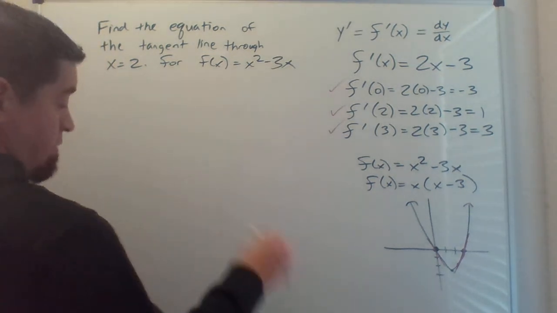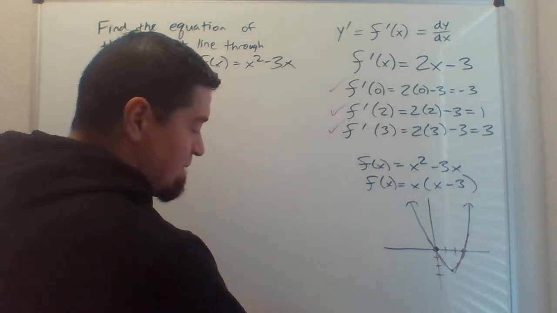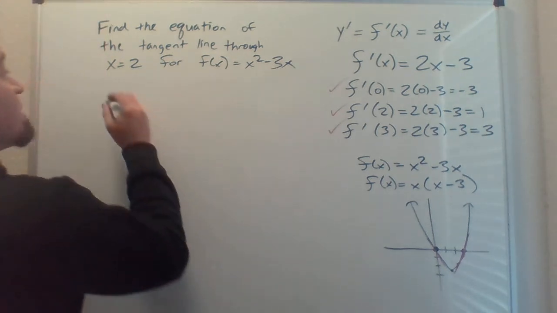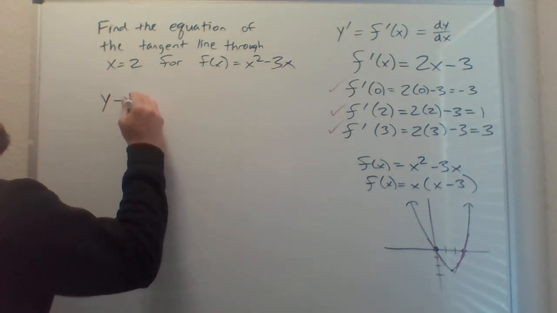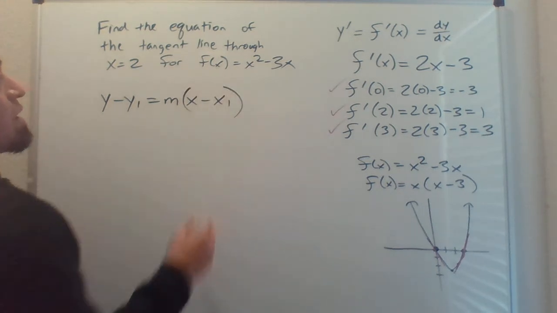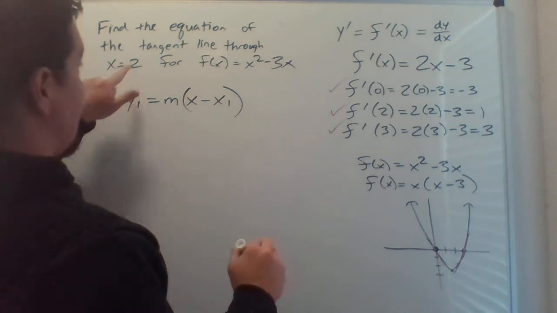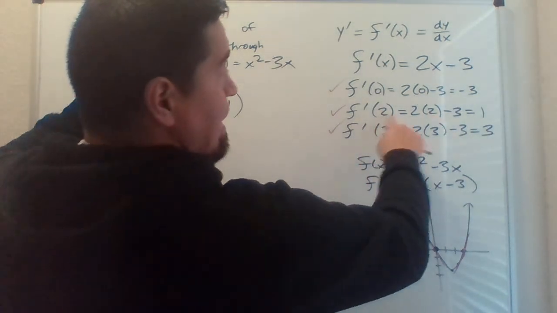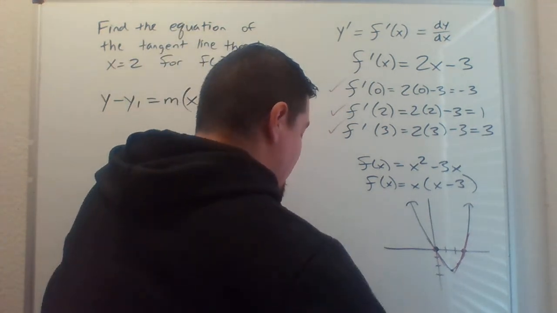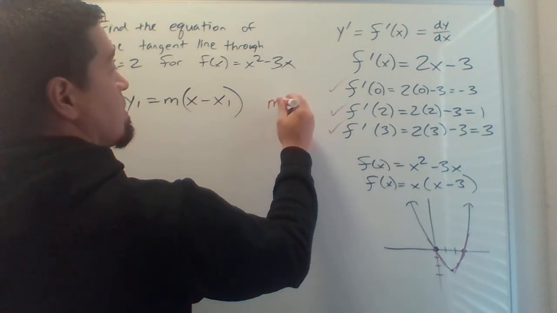Okay, so first things first, I need an equation of a line. Anytime you need an equation of a line, that lends itself to the point slope formula. So I'm going to go back to using this. And then the other thing I need is a slope. Well, actually, at x equals 2, we have the slope. The slope is 1. We already have that. And then you'll see we don't really need much more. So m equals 1.